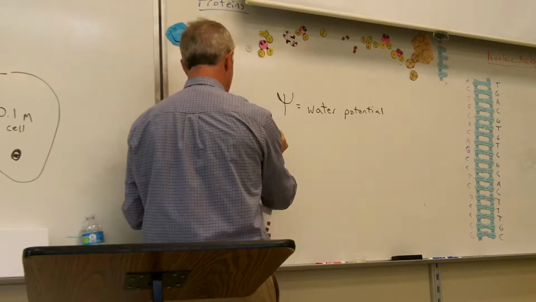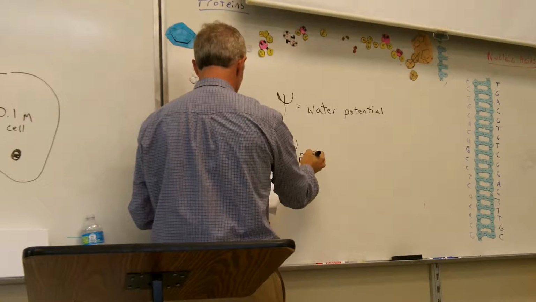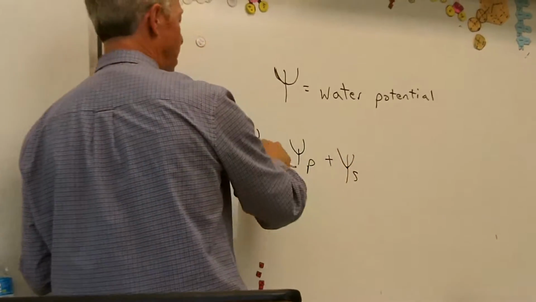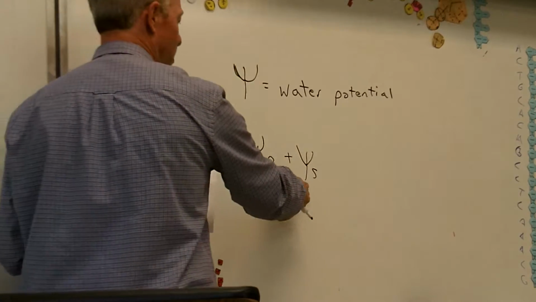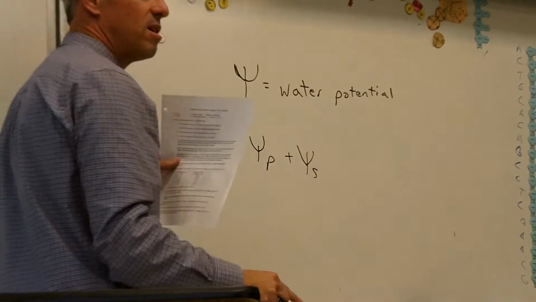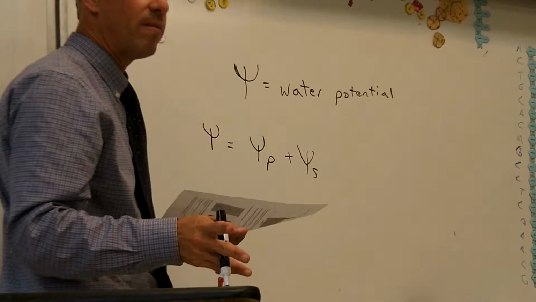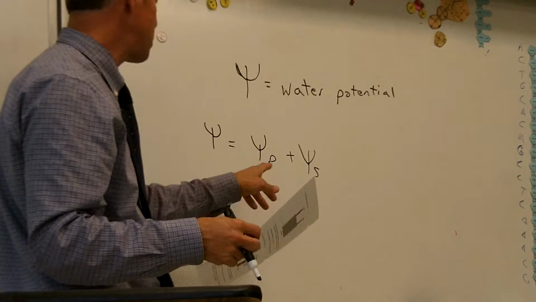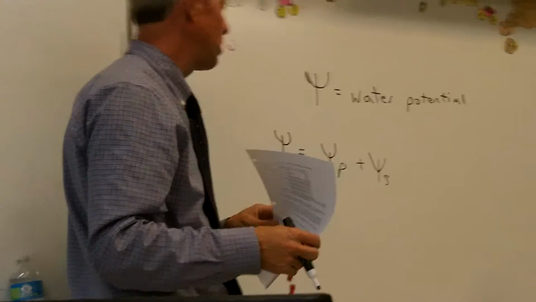Water potential equals pressure potential plus solute potential. By the way, if you're wondering what this thing that looks like a pitchfork is, that's a Greek letter. You know what letter that is? George. It's the Greek letter psi. Do you know the Greek alphabet? I thought psi was, wait, that's phi. That's psi. Phi is the O with the line through it.